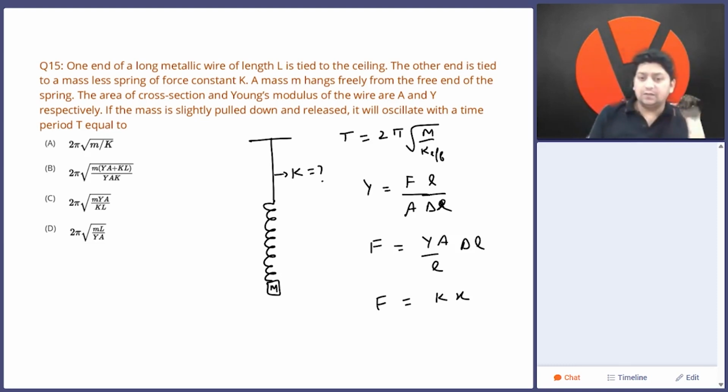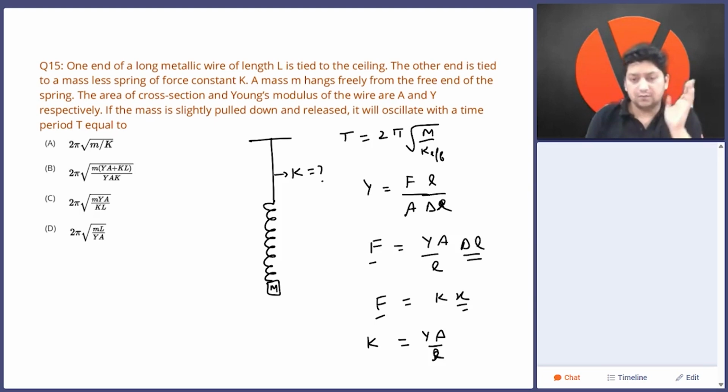So the displacement x is analogically replaced by delta L, and F and F is same. So the value of spring constant for the wire will come out to be equal to Y A by L, right? Over here the length is capital L, so we will sort it out, no problem.